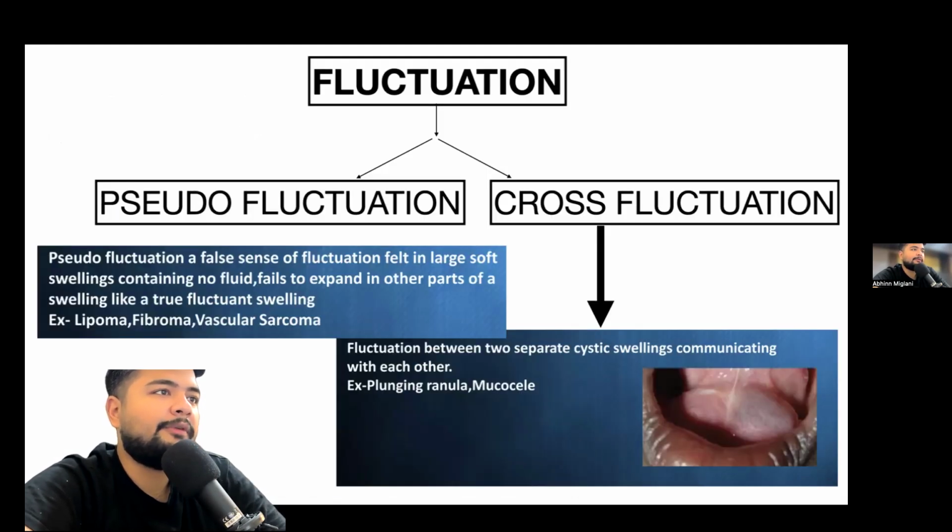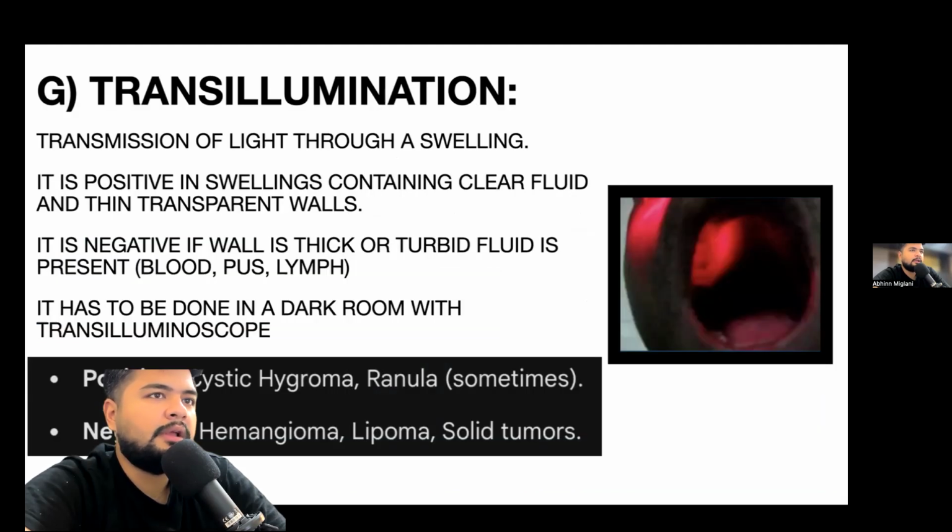Fluctuation can be of two types, pseudo fluctuation and cross fluctuation. Pseudo fluctuation is a false sense of fluctuation felt in large soft swellings containing no fluid, which fails to expand in other parts of the swelling like a true fluctuant swelling, for example lipoma, fibroma, vascular sarcoma. Cross fluctuation is fluctuation between two separate cystic swellings communicating with each other, for example plunging ranula and mucocele.